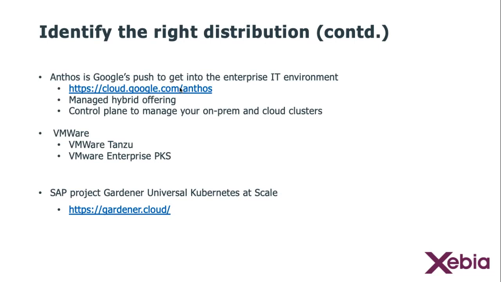The other one to consider is Google has been pushing Anthos for a while now, which is sort of Google's big push into the enterprise IT environment. It is hybrid. You get one single control plane from which you can manage your cloud and on-prem clusters. And one of the nice things it does is it essentially treats your clusters like cattle as well. If you have a VMware vSphere, which is what it runs on, it can set up new clusters very, very easily for you, allow you to do cluster auto-scaling. VMware has made a big push recently, with Tanzu, but they always had PKS as well. And even SAP has gotten into the game, which is very interesting.